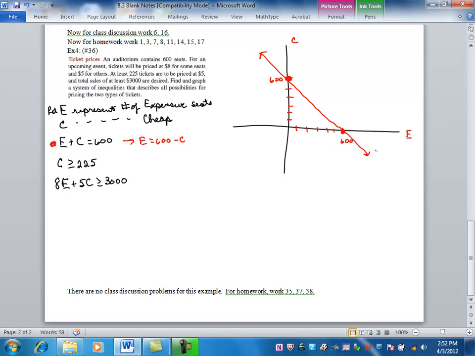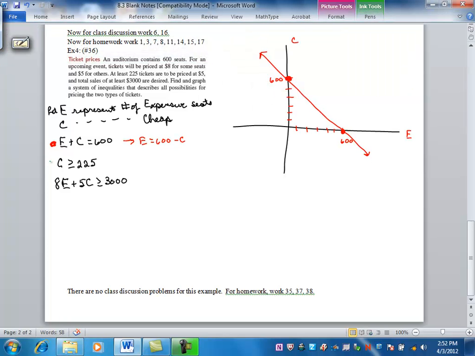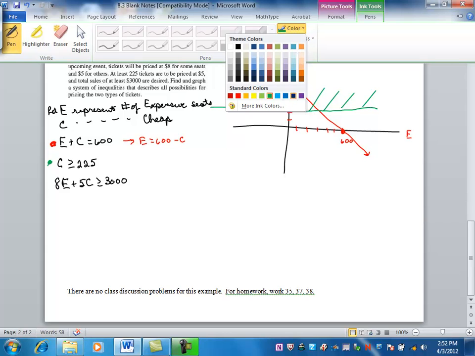Now, we know that at least 225 tickets are supposed to be priced at $5. We said those are the cheap seats. Let me grab another color of ink for us here. Let's go with green. So 225, that's just barely above 200. Alright, and so greater than or equal to this, we're shading above the green. And now a little bit of work to do here. Let's get a different color, maybe blue. Sounds good to me.